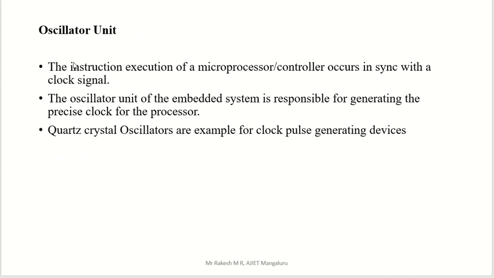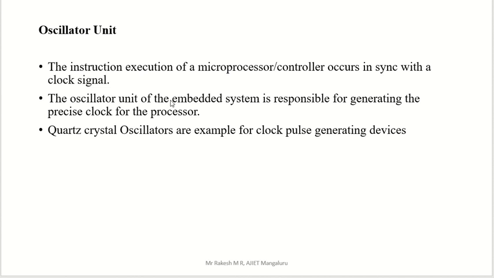The third type of device we are going to see, that is other system components, is the oscillator unit. The instruction execution of a processor controller occurs in synchronous with a clock signal. The oscillator unit of an embedded system is responsible for generating the clock for the processor. This is the answer for oscillator circuit. Second point: the oscillator unit is responsible for generating the clock for the processor.